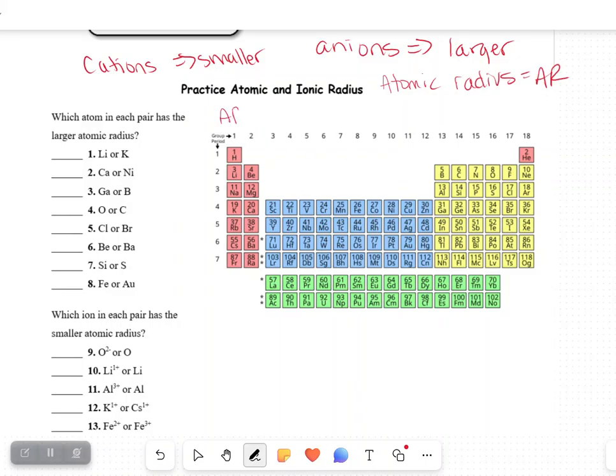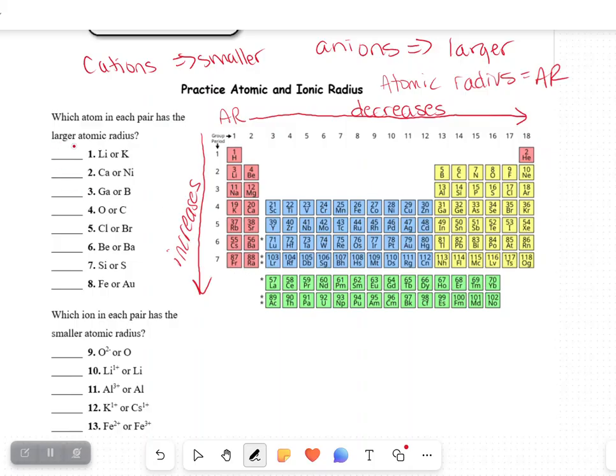So our trend in atomic radius is that as we go across the periodic table from left to right this way, it decreases. And then as we go down the periodic table, atomic radius increases. Okay, so this is the trend that you need to memorize in atomic radius. Okay, so let's look at our first question.